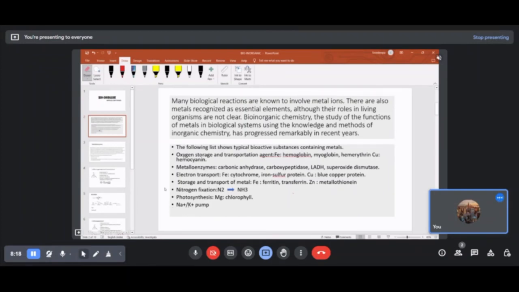Now, this is a very important phenomenon which takes place in the plasma membrane of our cells. This sodium potassium pump uses a specific metalloenzyme known as sodium potassium ATPase, which helps in the exchange of sodium and potassium in the cell, in the plasma membrane, and helps to maintain the osmotic pressure of the cell. So these are a few applications of our bioinorganic chemistry. Today our main topic is metalloenzymes, so let's move on to metalloenzymes.